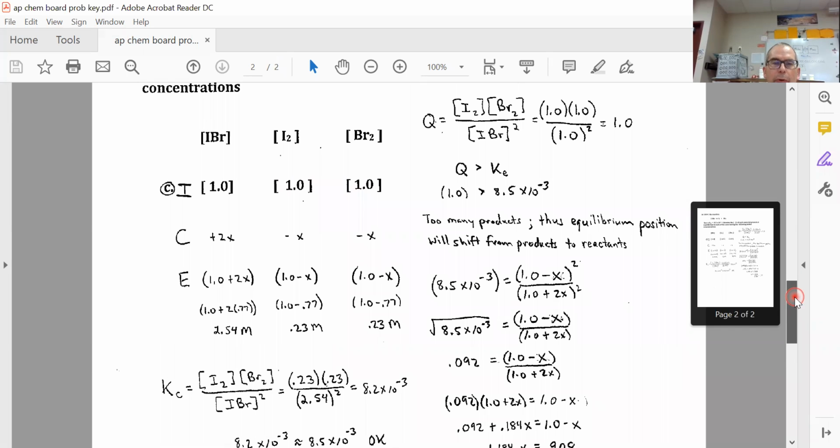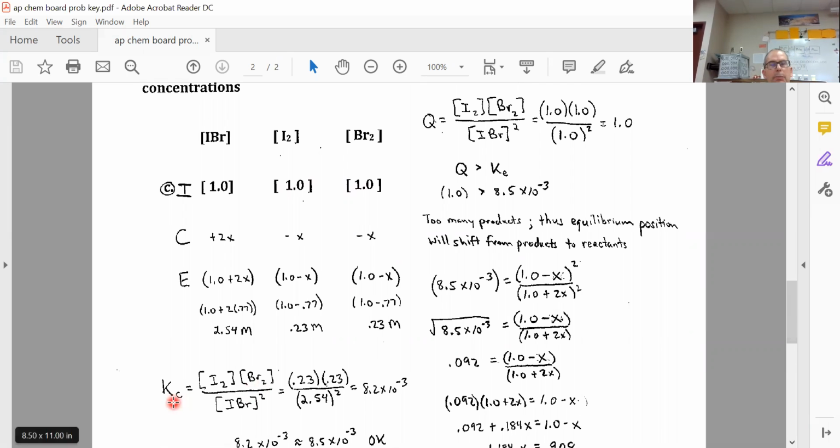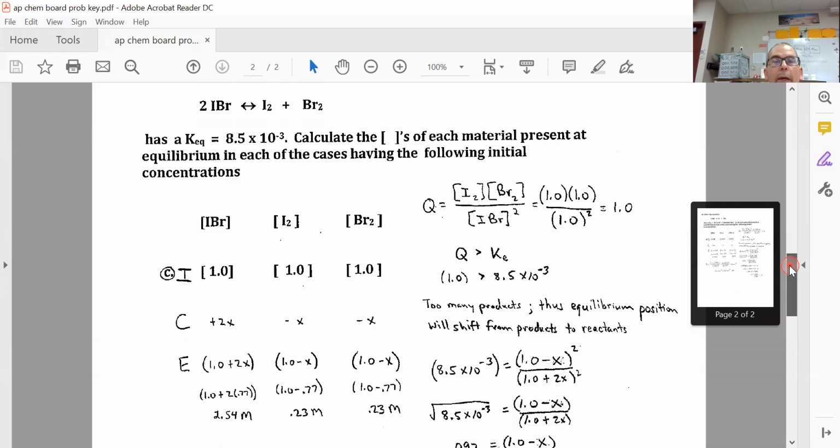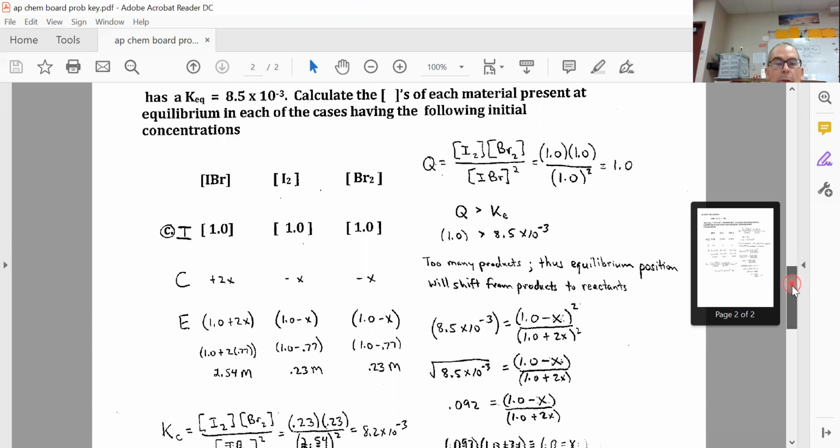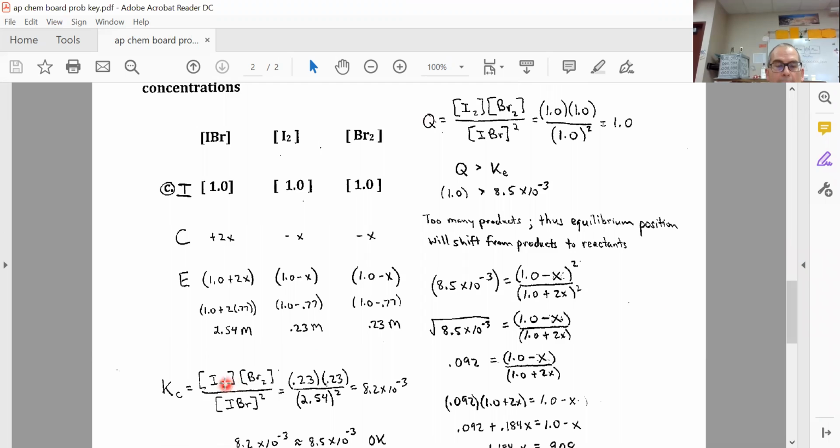So let's first find the equilibrium constant expression. We did this in the other two problems. It's products over reactants, and going back up here, I2 and BR2 are the products, and then 2 IBRs is the reactants. So taking that, we got I2 times BR2 over IBR squared, because there was a coefficient of 2 in that thing. So that's what we're going to be using right there.